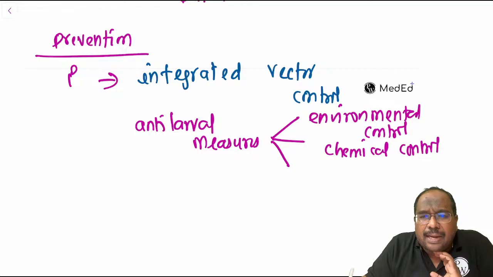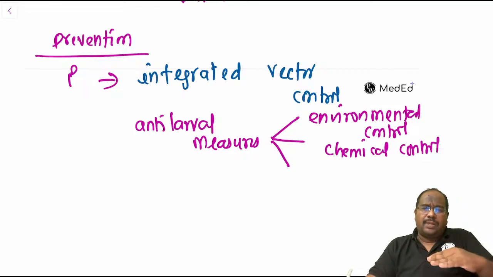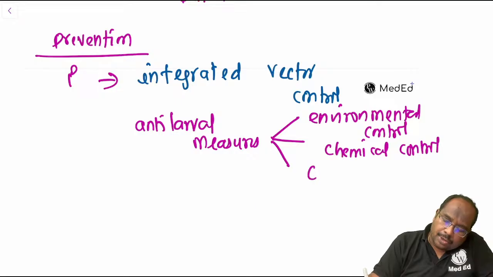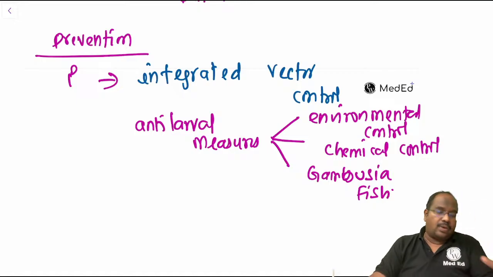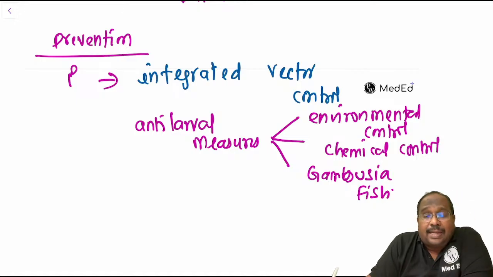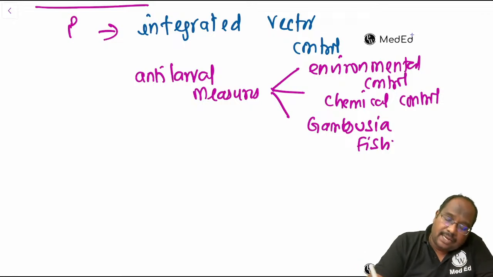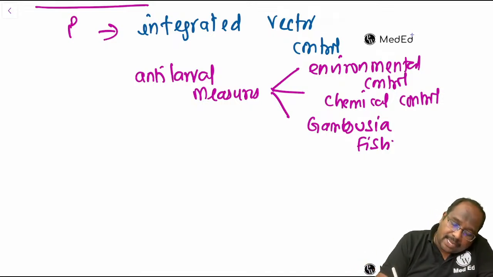So what happens? It forms a layer over the water, so the larva will die. You can use biological control, for example Gambusia fish. They will eat the larva. This is anti-larval. Second is anti-adult.